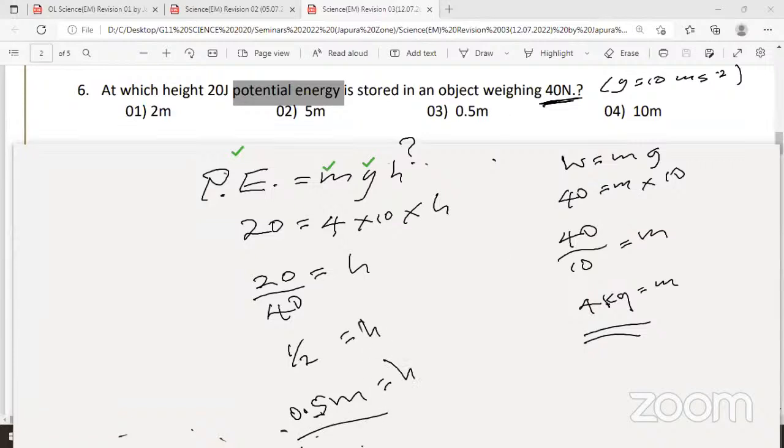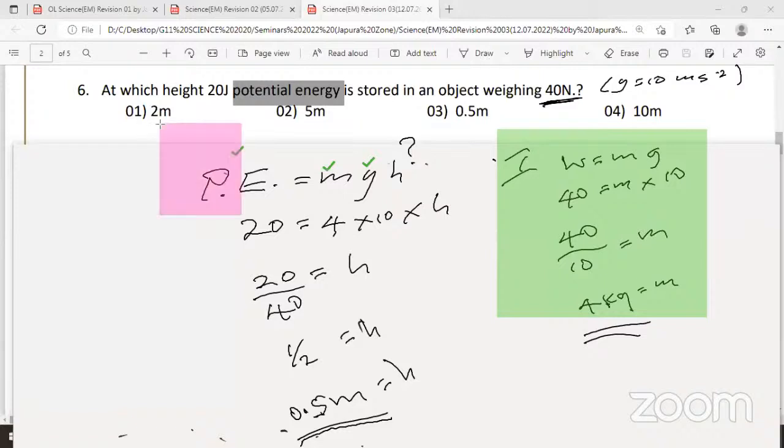Very good. Those who got the answer 0.5 with this calculation, it's good. So you know the equation and you know how to apply the values to the equation. Those who have not done it, please write the first step. You have to find the mass of the object using the weight, and after that everything else is given in the question data, then you can go to the next part.